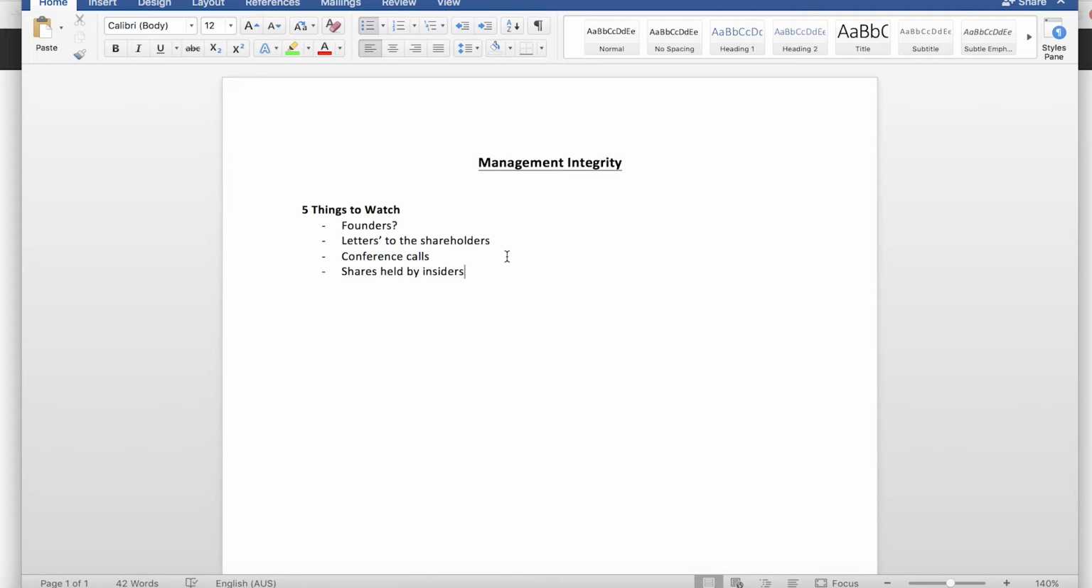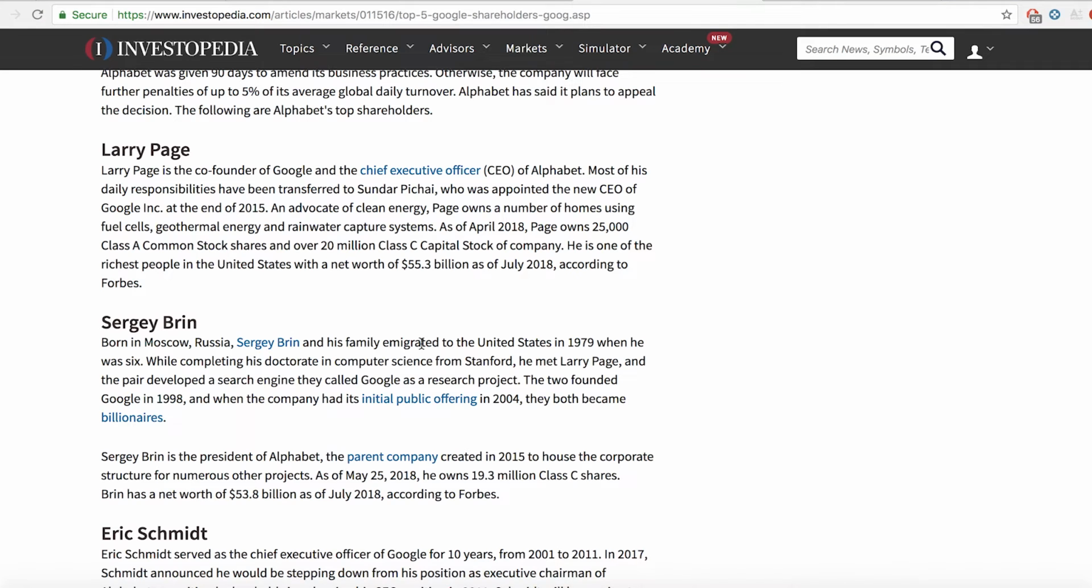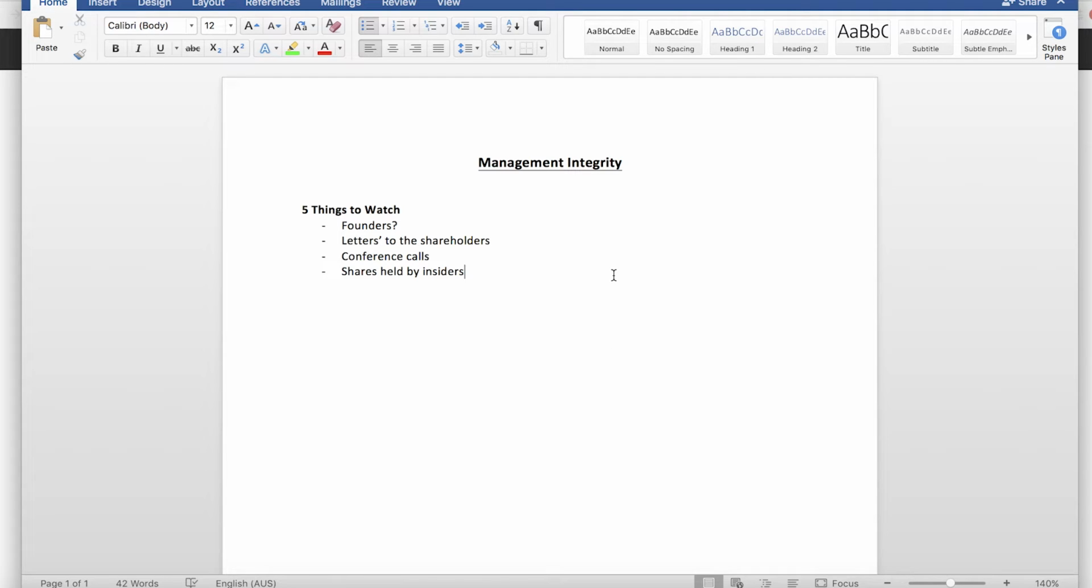But I personally like to see that the CEO has a personal wealth interest in the company. And that's what we see with Google, which is a really good sign. And that's just another way that you can assess the management's integrity.